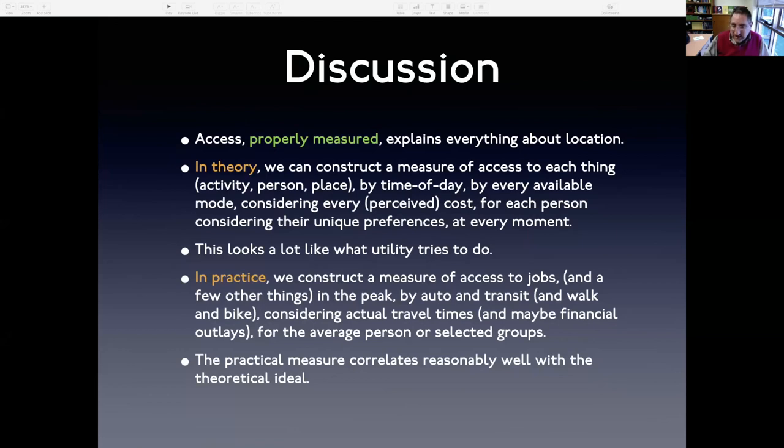So what we do instead is we construct a measure of access to jobs and a few other things, generally in the peak period, by automobile and transit, and maybe walk and bike, considering travel times and maybe financial outlays for an average person. And it turns out the practical measure correlates reasonably well with the theoretical idea, because jobs is probably the most important activity that people are considering when making location decisions, but it doesn't correlate perfectly. And so these are things we need to keep in mind as we're doing the analysis.